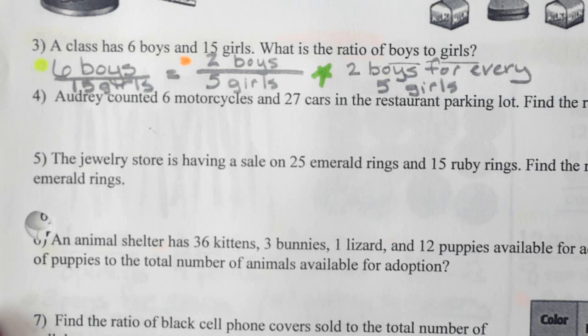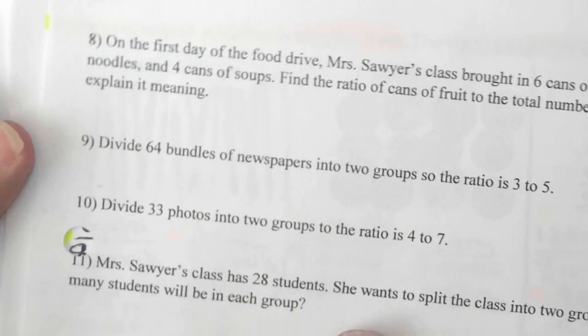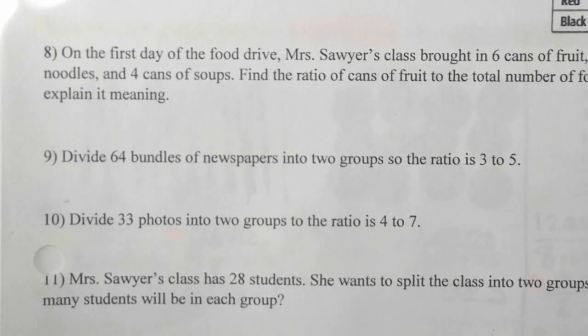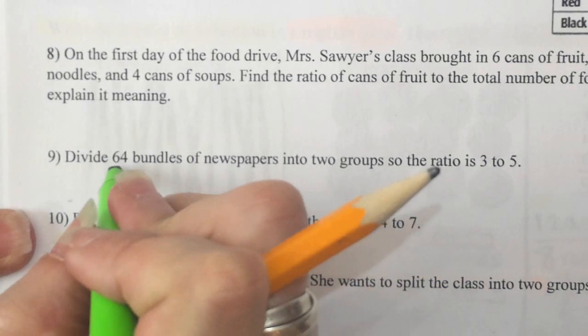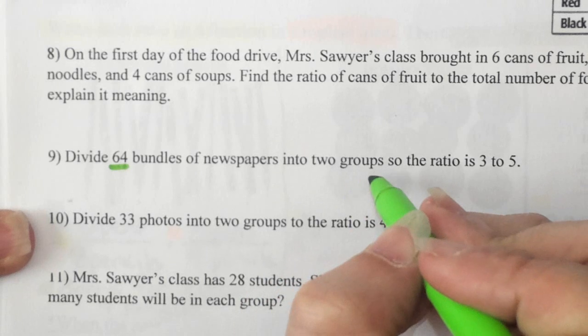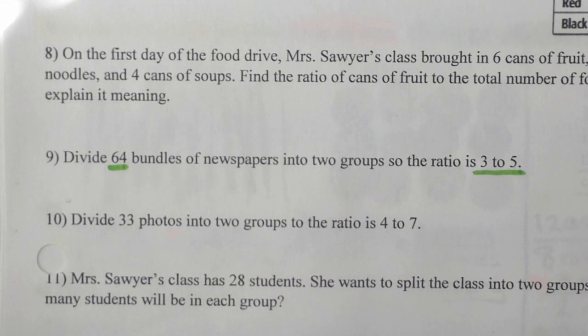Okay, now I'm going to go down to number 9 because it's one of the box questions and do one of those just so we know where the box questions start. On number 9, it says divide 64 bundles of newspaper into 2 groups so that the ratio is 3 to 5. So, that's where I'm getting my numbers.